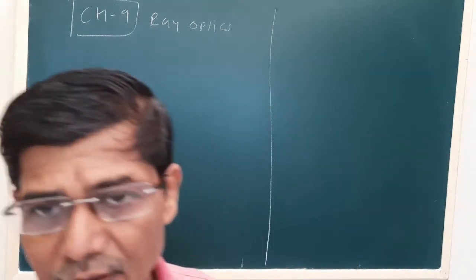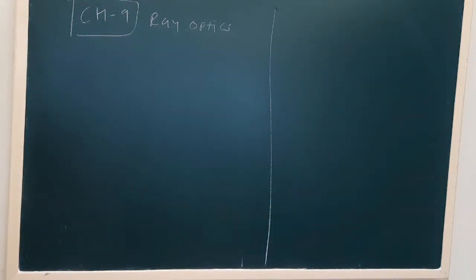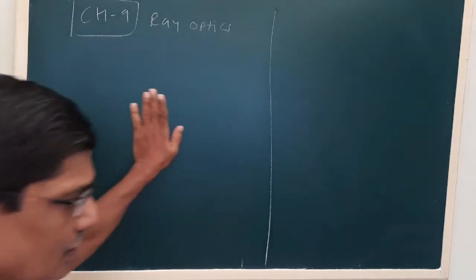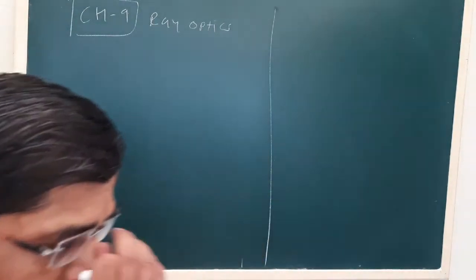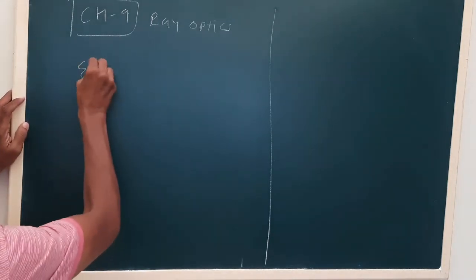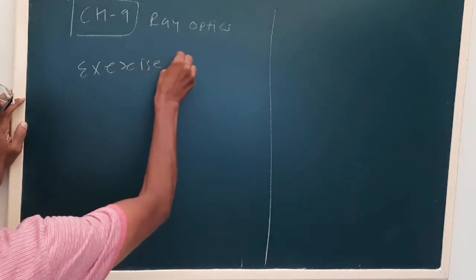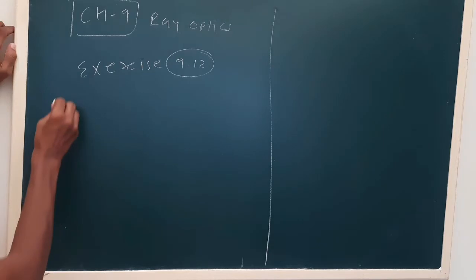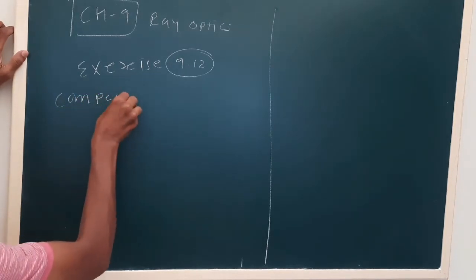Last time we solved some of the exercise numericals of lesson number 9, that is ray optics and optical instruments. Now we proceed further. Now see, next is exercise sum number 9.12. A compound microscope is given.